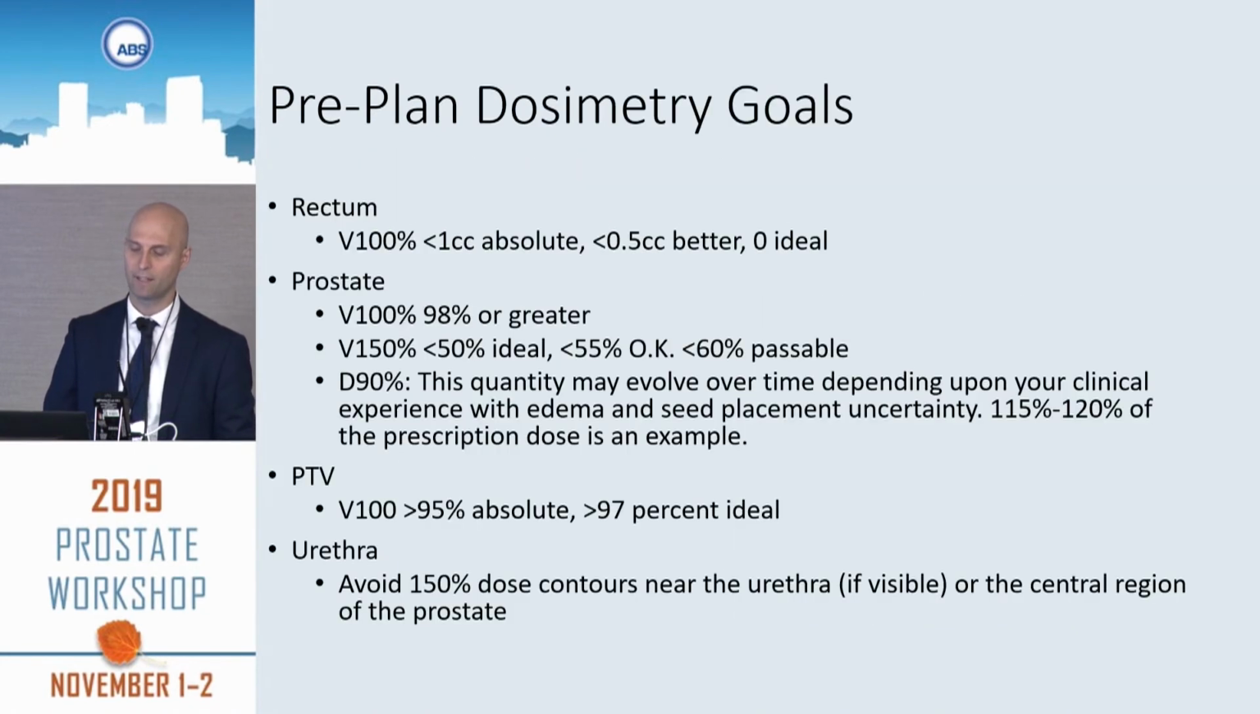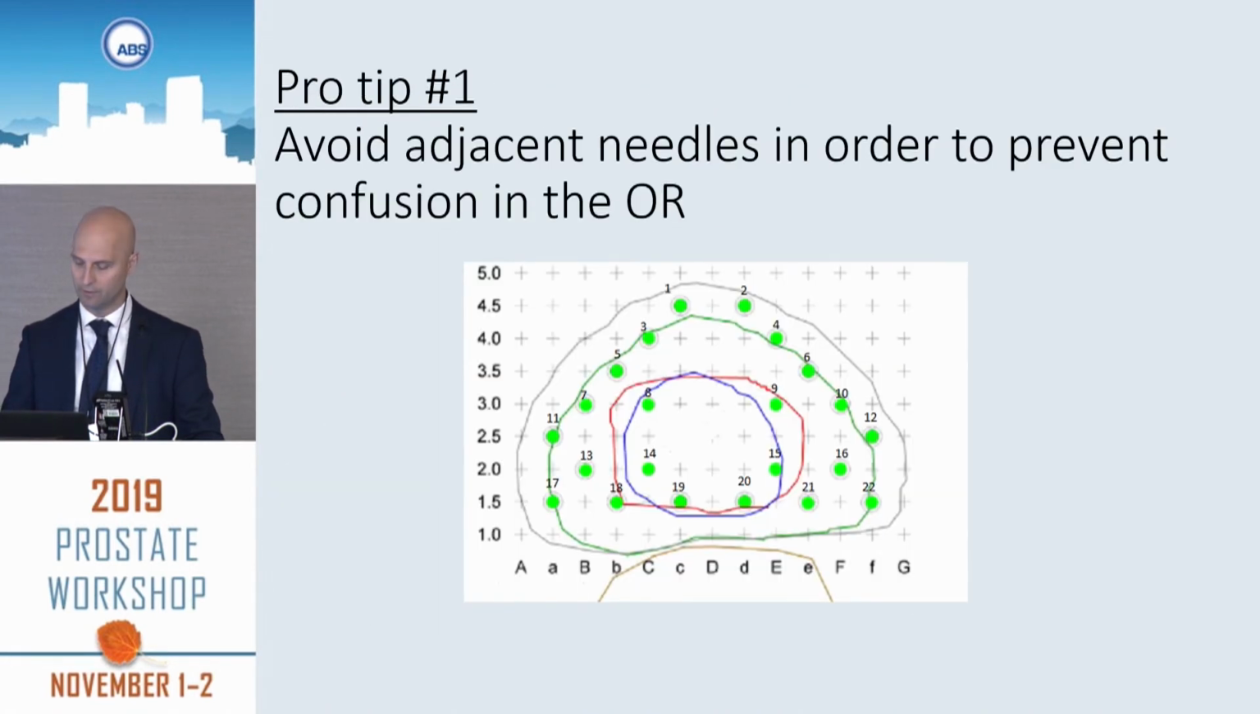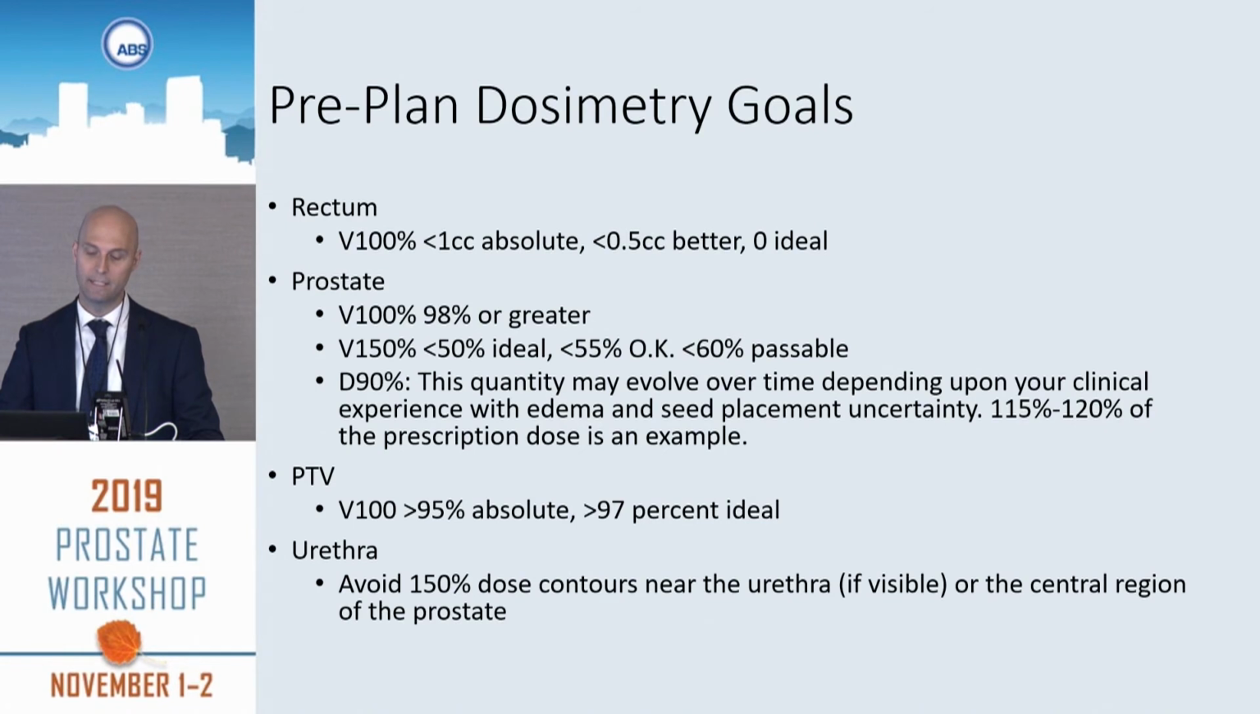I have pre-planned dosimetry goals, and we aim for reducing dose to the rectum, and then there's some prostate goals. This is related to target coverage. This is some control of hot spots. Let's go back up again. And then the D90 quantity is probably going to evolve over time for your practice, depending upon your clinical experience with edema and seed placement uncertainty. We've used 115 to 120% of the prescription dose as an example. And PTV, this is the V100, greater than 95%. And well, if you can do better, that's ideal.